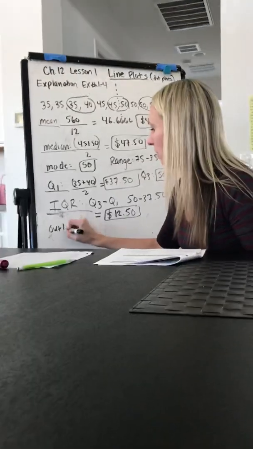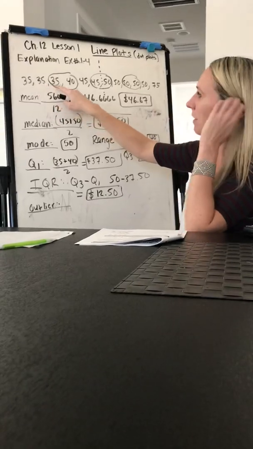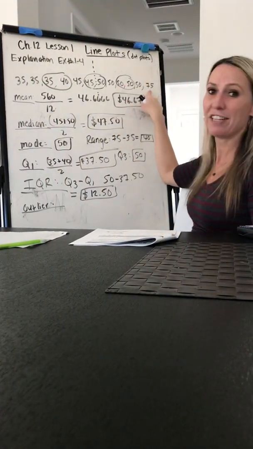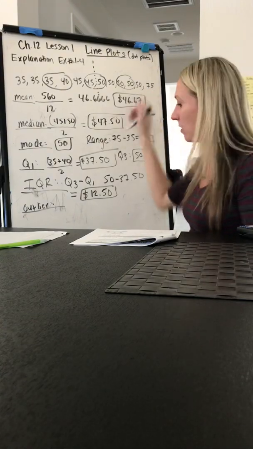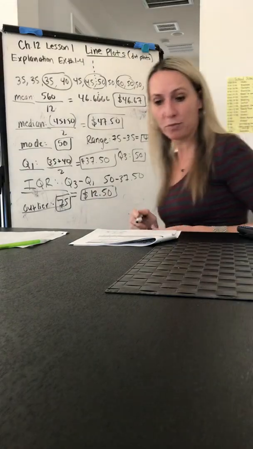And then the last one is the outlier. Let's look at this data. Between the 35 and the next data point, 40, that's not very much. But between 50 and 75 is 25. That's big. So 75 is going to be our outlier. And that is what they're asking you for.